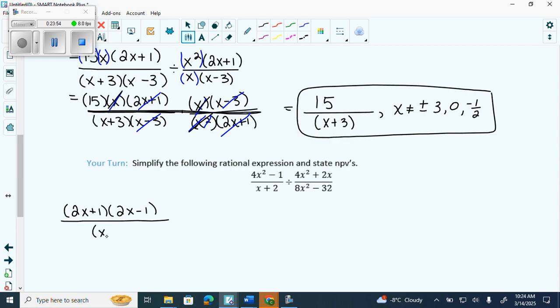The bottom is an x plus 2. Divided by, I can take a 2x out. I put the 2x plus 1. And then the bottom, I can take out an 8. I'm going to be lazy. All right, x squared minus 4 here. So I'm going to get an 8. And then x plus 2, x minus 2.